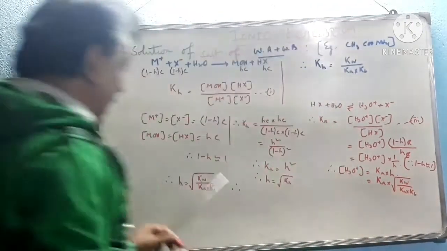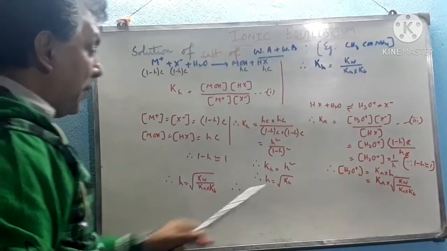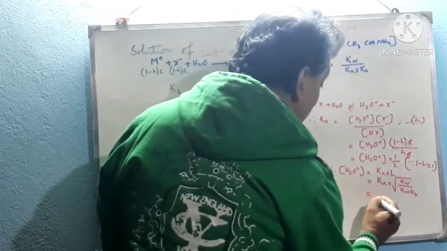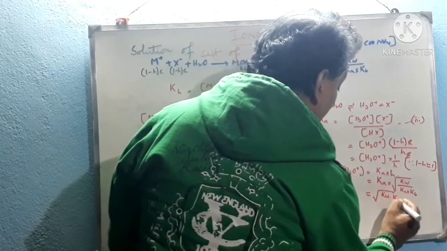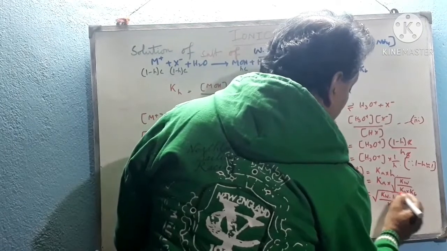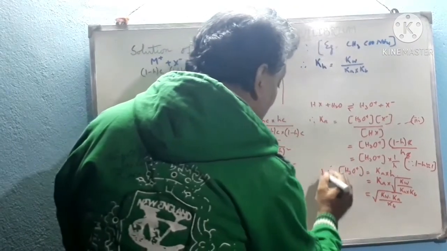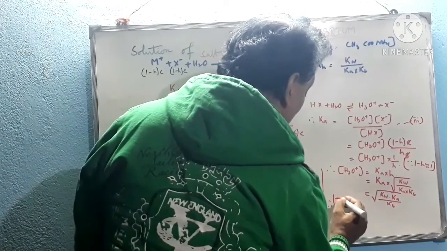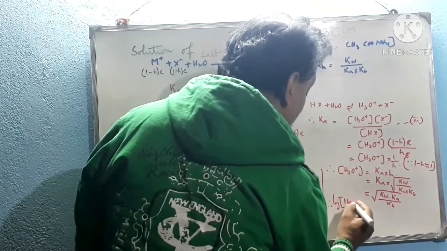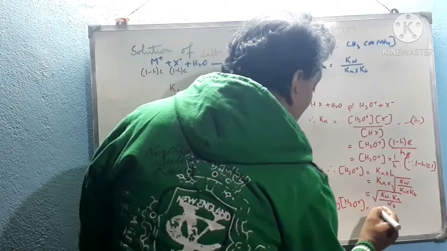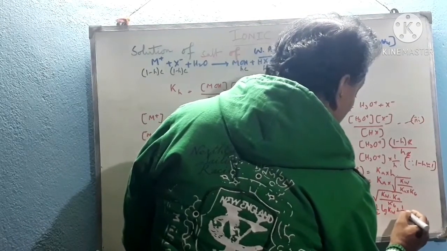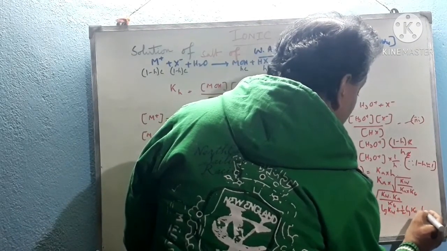See this, h equals root over of Kw by Ka Kb. So we can write instead of h, Kw by Ka Kb. So this becomes root over of Kw into Ka divided by Kb. Now from this expression again we can write the log of concentration of H3O plus is equal to half log Kw plus half log Ka minus half log Kb.